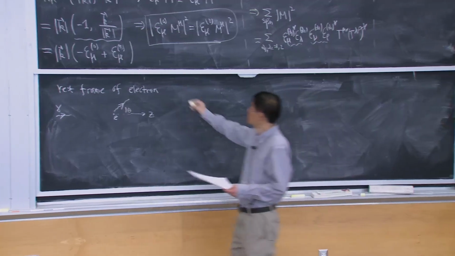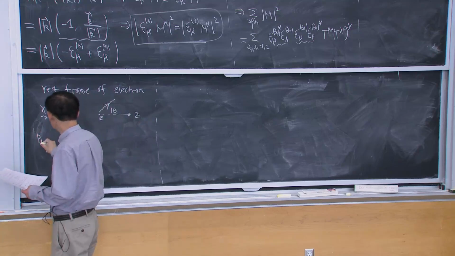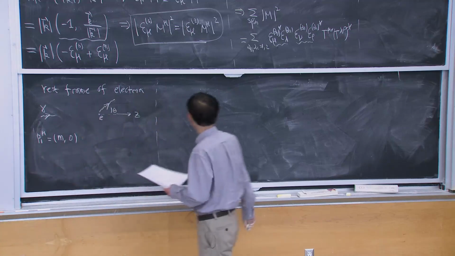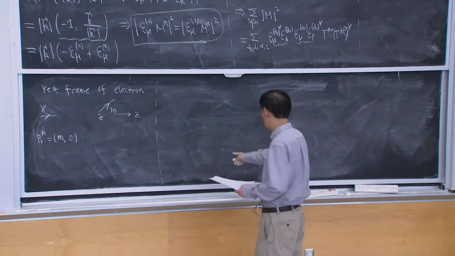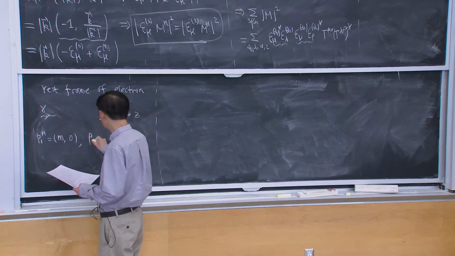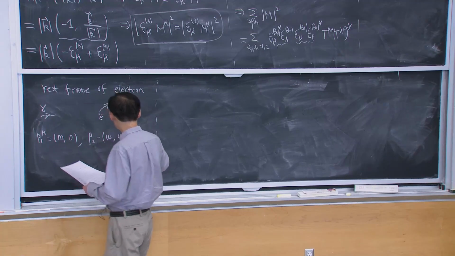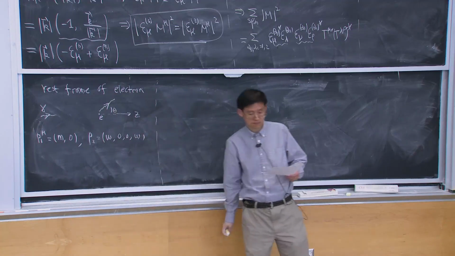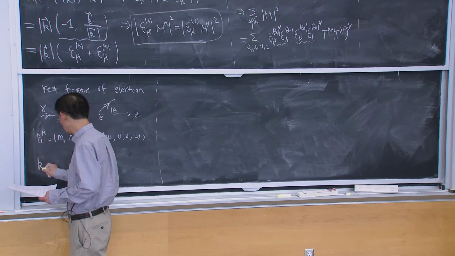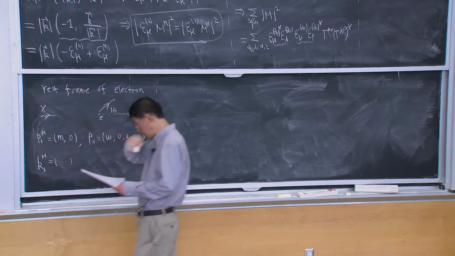So in this setup, the momentum of the electron is just m0, just the mass. I erased how I labeled the momentum. And the momentum of the incoming photon, P2, would be just omega, 0, 0, omega, so it only has momentum in the z direction. And then the final momentum of the electron is k1. This can be something, so let's not worry about it.